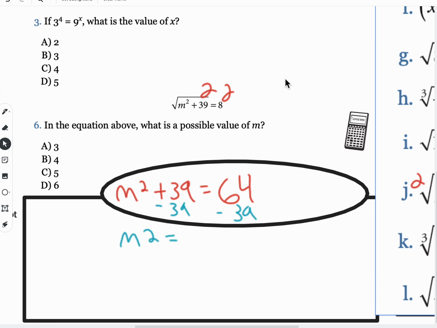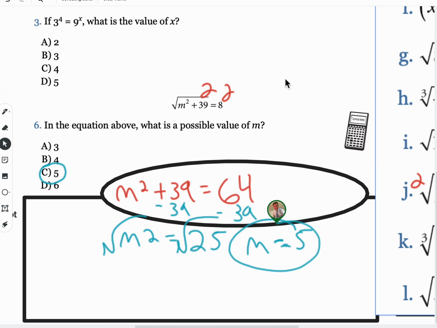equals 25. Now let's go the other way and take the square root of both sides to get rid of this m squared. This will leave us with m equals 5. Square root of 25 is 5. M equals 5, or answer choice C. C is our correct answer.